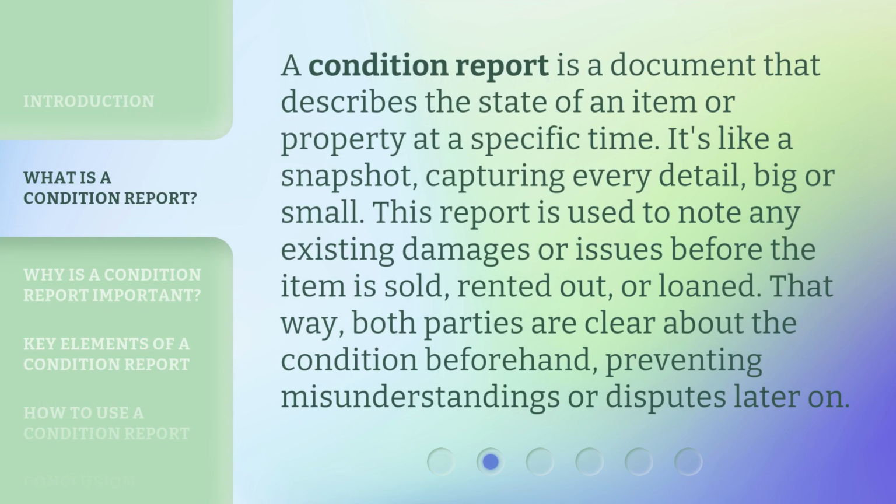A condition report is a document that describes the state of an item or property at a specific time. It's like a snapshot, capturing every detail, big or small. This report is used to note any existing damages or issues before the item is sold, rented out, or loaned. That way, both parties are clear about the condition beforehand, preventing misunderstandings or disputes later on.